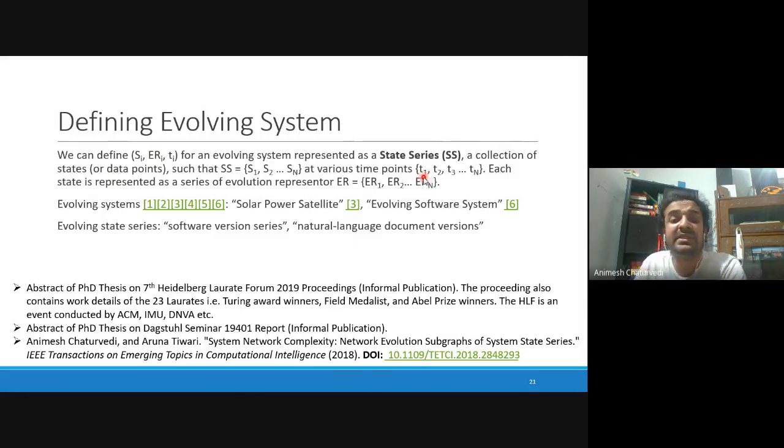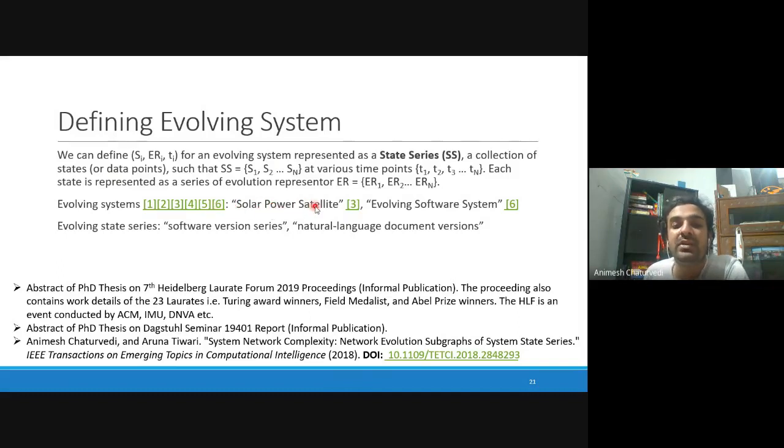So this type of definition could be helpful for understanding how we are organizing the state series of an evolving system. I have defined it like this. Somebody could define it in some other way or in some other sense. Then what are the examples that actually motivate us? Evolving systems have been defined in various publications, from 1 to X number of papers.